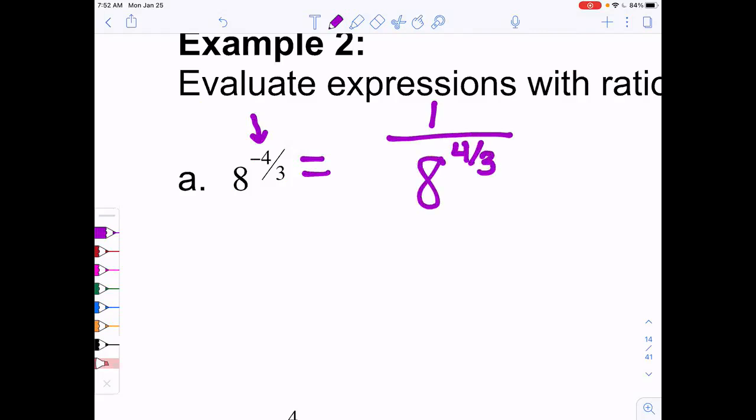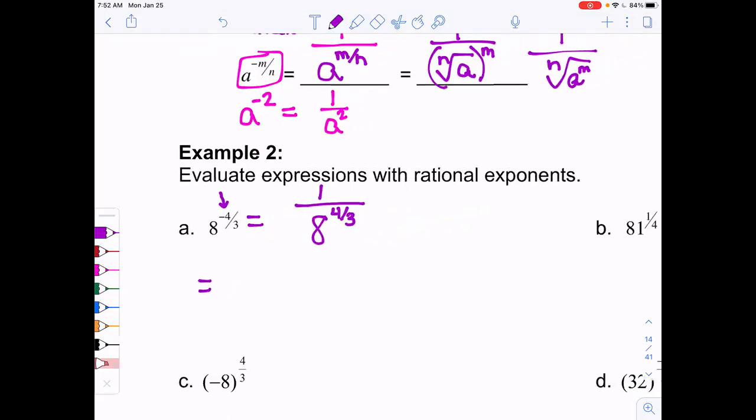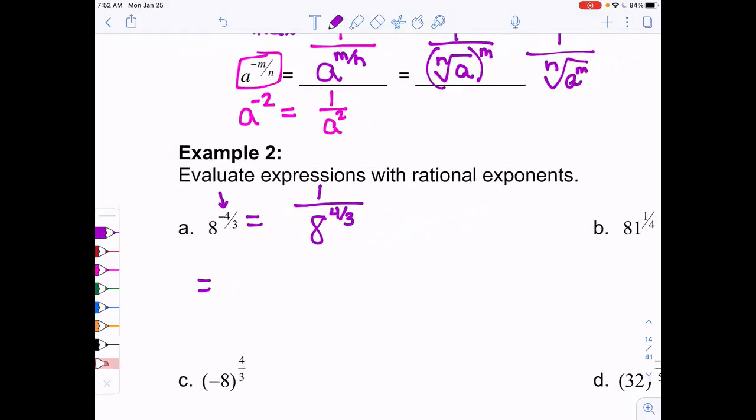So it still is a 4/3, but now it's 1 over 8 to the 4/3. So that's the first step. The second step is going to be to change the way this is written, because evaluate means break it down and simplify. Well, as a rational exponent, we can't really simplify it in this form. That's why we change it to a radical. So we're going to keep the 1, and then we're going to change the way we write 8 to the 4/3 by writing it as a radical.